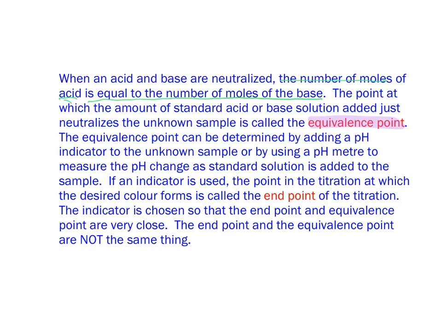The equivalence point can be determined by adding a pH indicator to the unknown sample or by using a pH meter to measure the pH change as standard solution is added to the sample. If an indicator is used, the point in the titration at which the desired color forms is called the endpoint of the titration. The indicator is chosen so that the endpoint and the equivalence point are very close. The endpoint and the equivalence point are not the same thing. Okay?